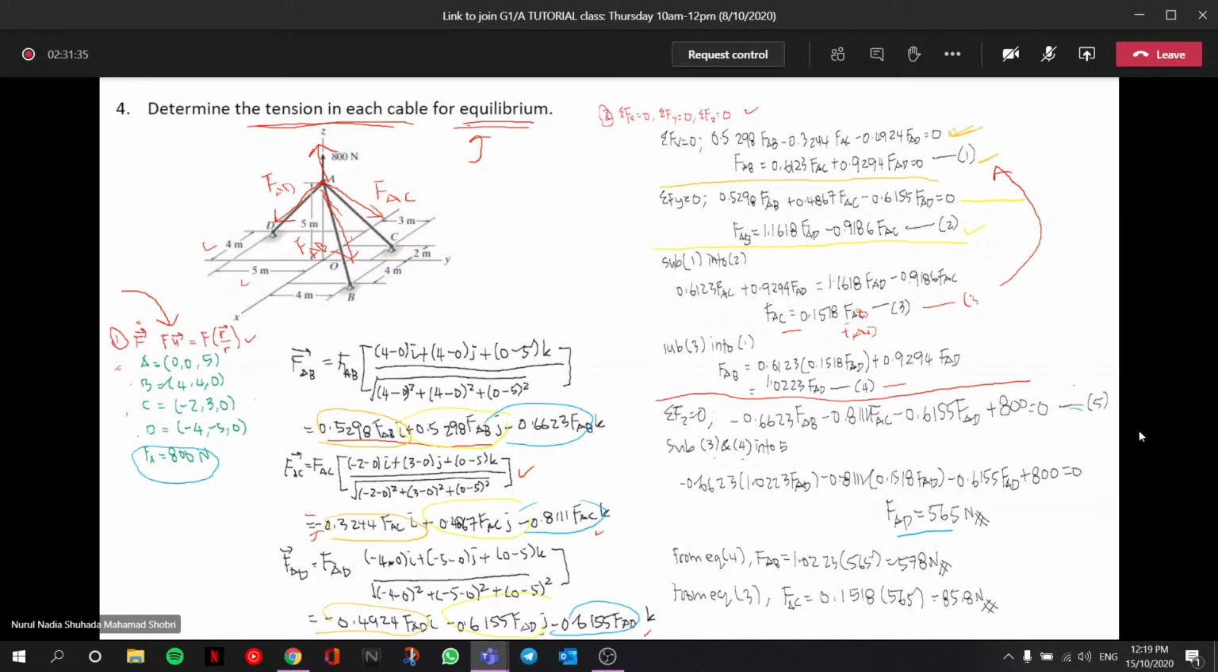Since we have FAD, you plug the value of FAD into equation 4, and you get FAB equal to 578 Newton. Then since we already have two values, you plug them into equation 3, and FAC equals 85.8 Newton. So these are the final answers.